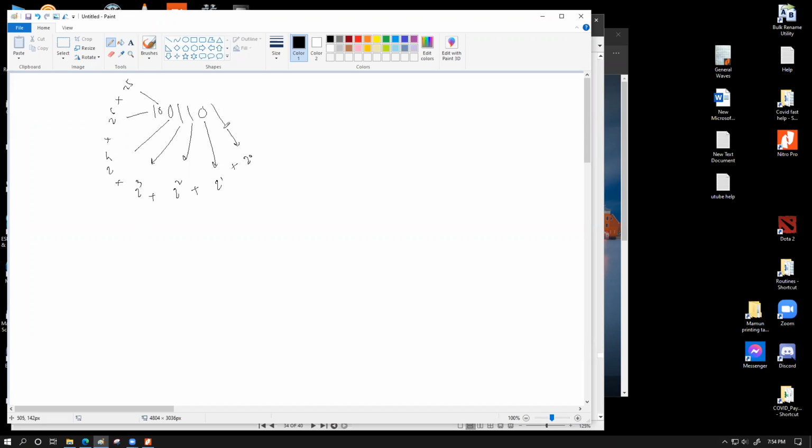Here you can see that 1 multiplied by 2 to the power 0 gives you 1. 0 multiplied by 2 to the power 1 doesn't give you anything, so I'm going to write 0 over here. 1 multiplied by 2 to the power 2 gives you 4. 1 multiplied by 2 to the power 3 gives you 8. 0 multiplied by 2 to the power 4 still gives you 0. Then 0 multiplied by 2 to the power 5 still gives you 0. And then 1 multiplied by 2 to the power 6, how much is 2 to the power 6?